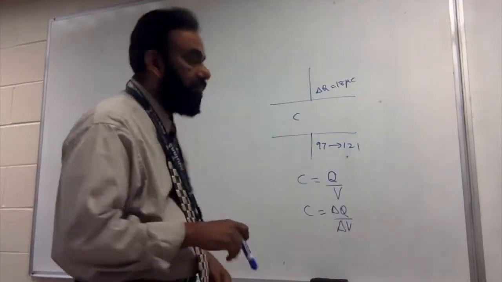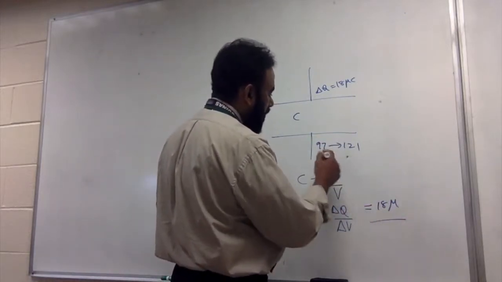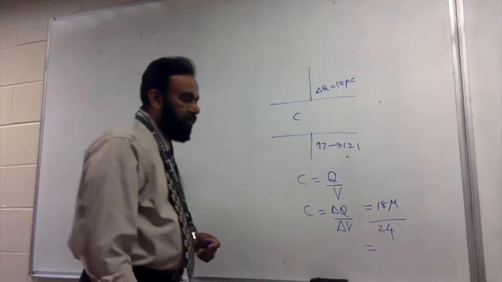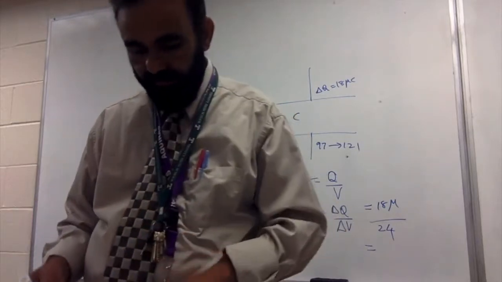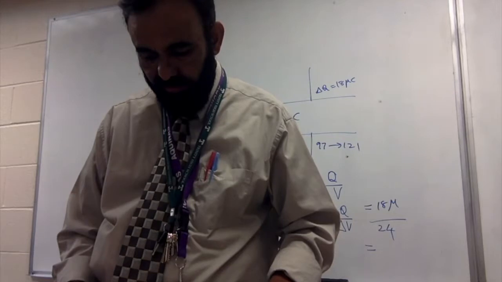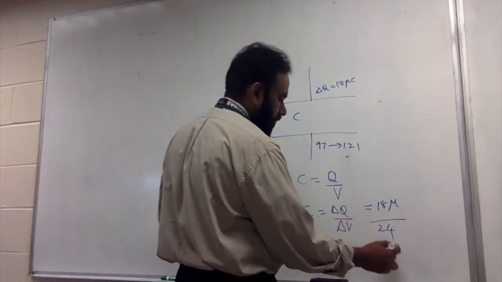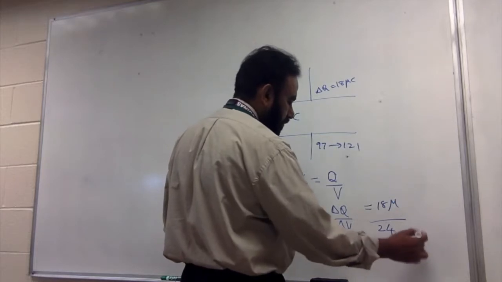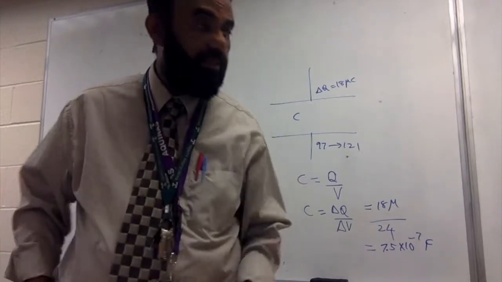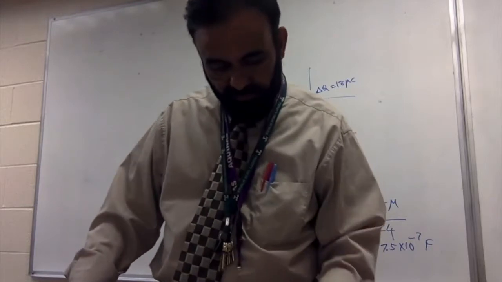Make sense? So all you have to do is 18 micro divided by the difference here, 24. So you get 7.5 times 10 to the power of negative 7, which you can just say is 0.75 microfarads. Next one.